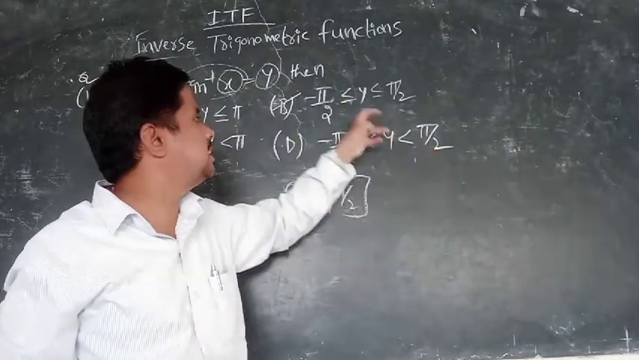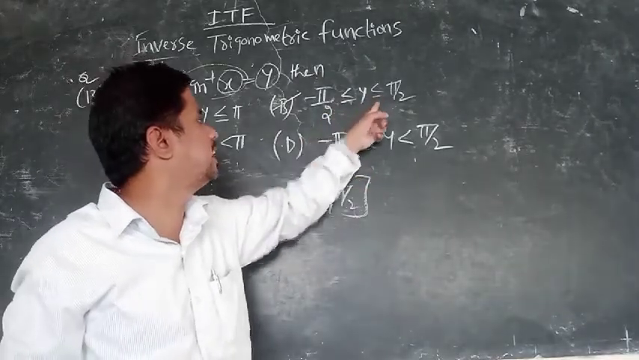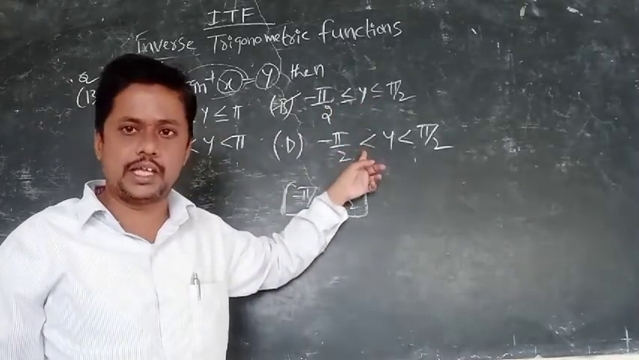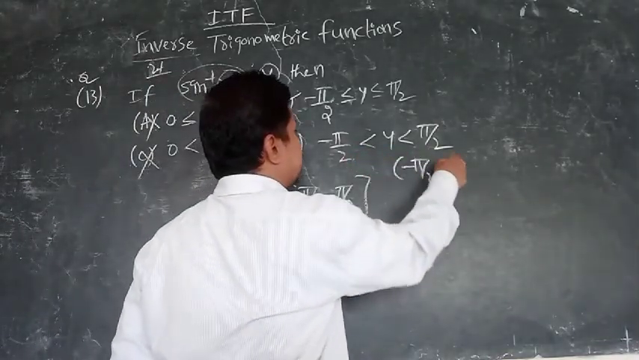Okay. What is the difference between these two? Here the equals to symbol is there. Here the equals to symbol is not there. This is nothing but the open interval, minus pi by 2 to pi by 2.